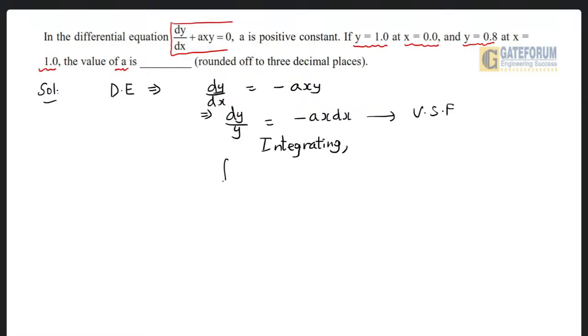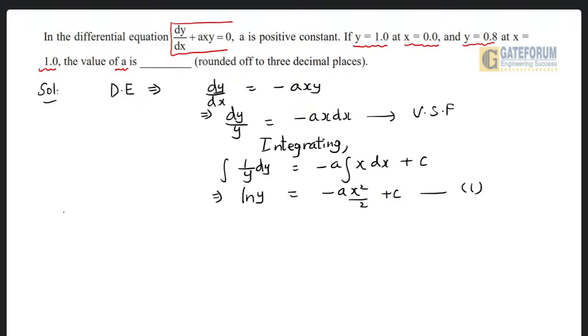Okay, 1 upon y dy is equal to minus a dx. a is a constant, take it out. We are going to integrate: a x dx integration plus c. 1 upon y integration is log y, equals minus a times x integration with respect to x, which is x square by 2, plus c. Let us say this is equation 1.